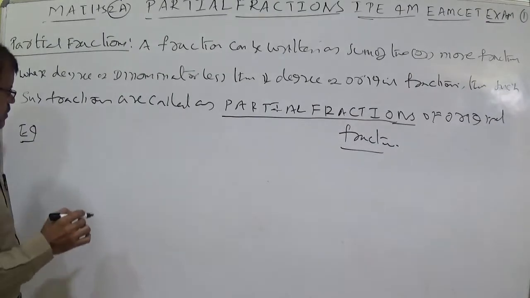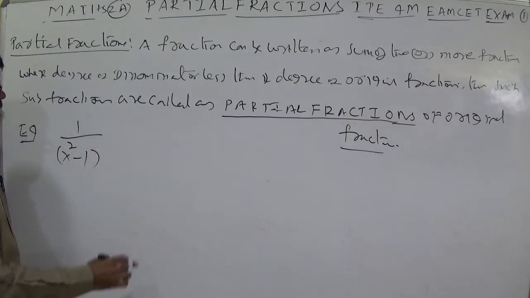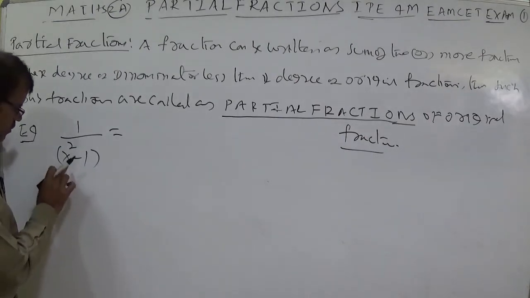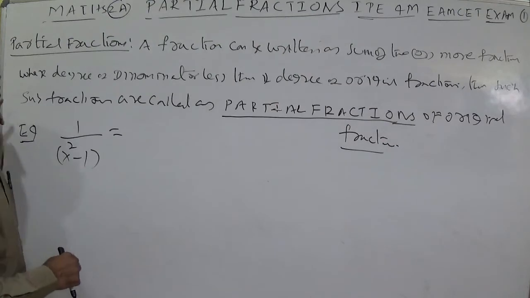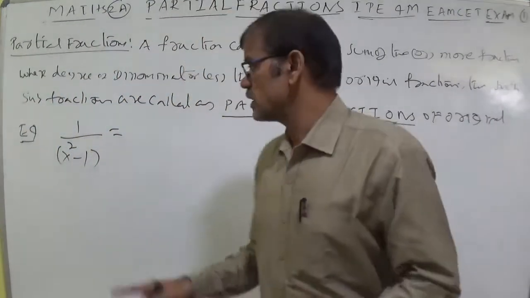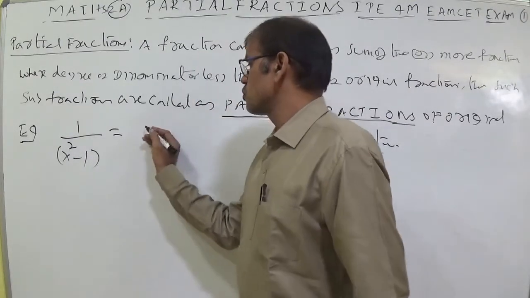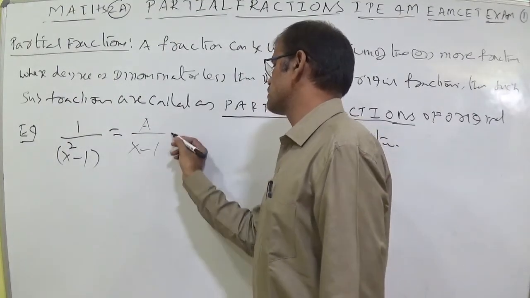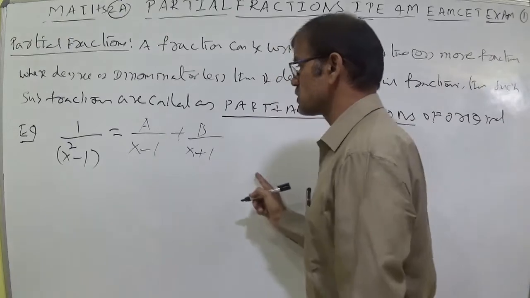It is a small example I am taking: 1 by x square minus 1. How many factors are there for the function? It depends upon the degree of the polynomial, and the polynomial depends upon the denominator only. We should discuss the denominator degree only. So it can be written as a by x minus 1 plus b by x plus 1, where we don't know what a and b are. Simple example: x minus 1 and x plus 1.